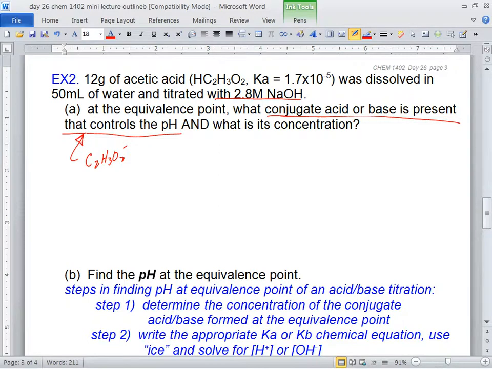Okay. And they want to know what its concentration is. So now we got to figure out the concentration of it. But what I'm driving at is the homework may not even have you do this part A. The homework may just say, what's the pH at the equivalence point? Well, you got to do all this first. You have to identify what's going to be present. Then you got to calculate its concentration, right?